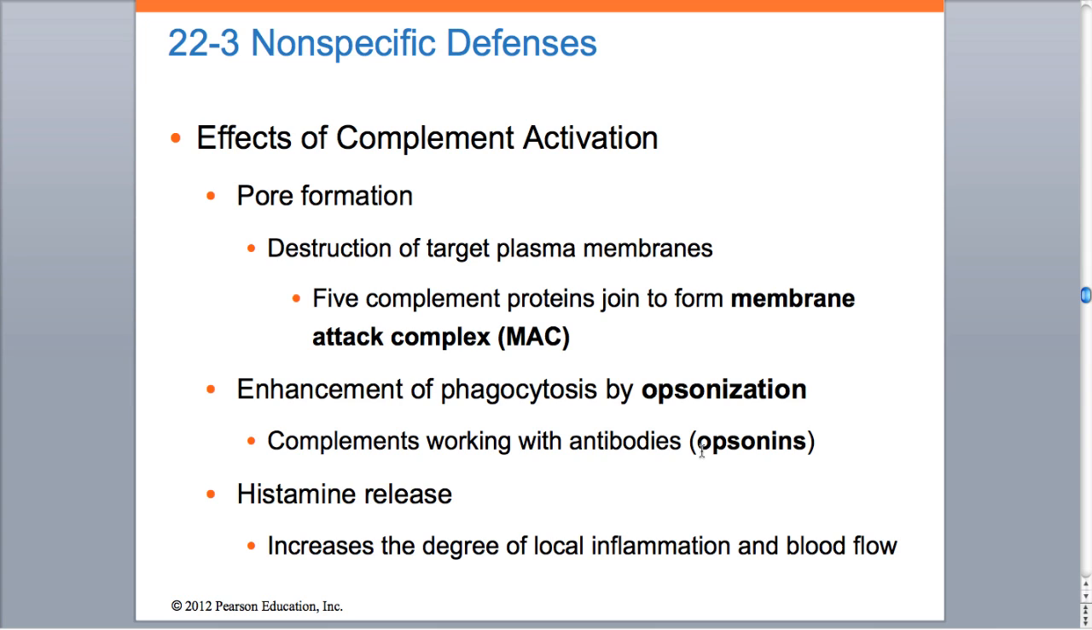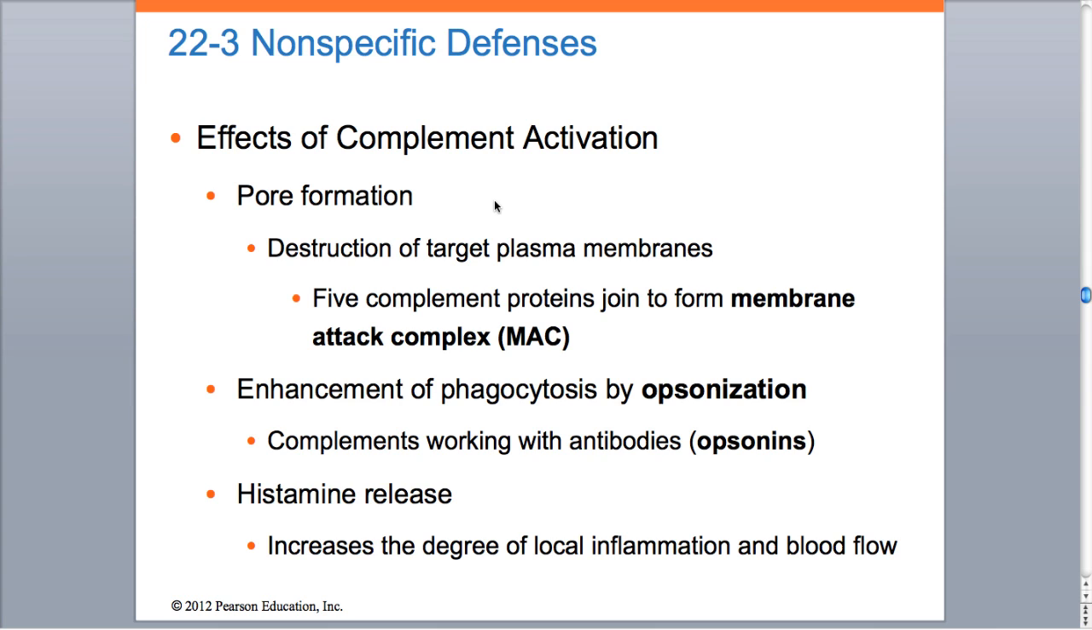So if I'm able to get more complement onto a germ and my macrophages are able to detect that complement, then I'm able to engulf and get the germ.